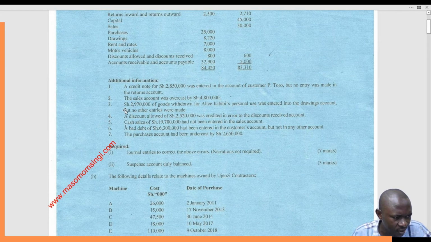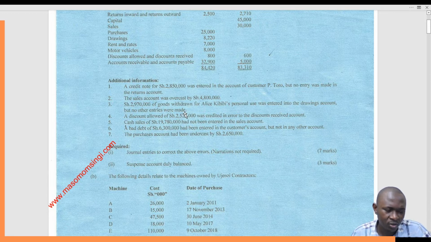So number 3, 22.97 worth of goods withdrawn for Alice Kibibi's personal use was entered into the drawings account, but no other entries were made. This is actually correct up to here. The problem is no other entries were made. That is where the problem is. But 22.97 worth of goods withdrawn for Alice Kibibi's personal use was entered into the drawings account.